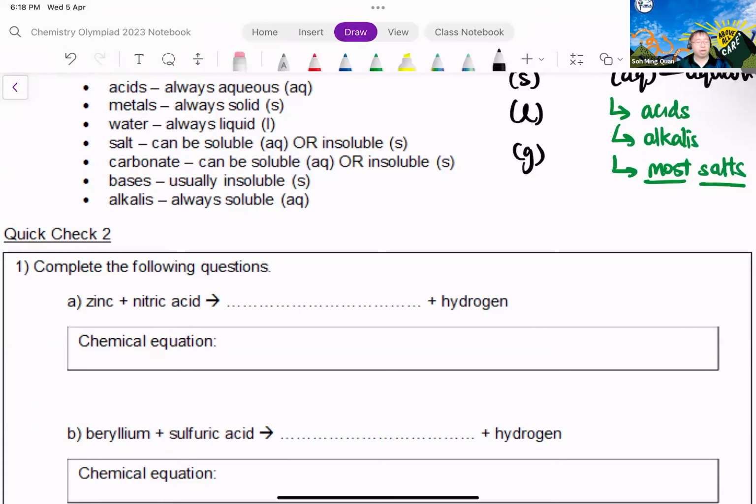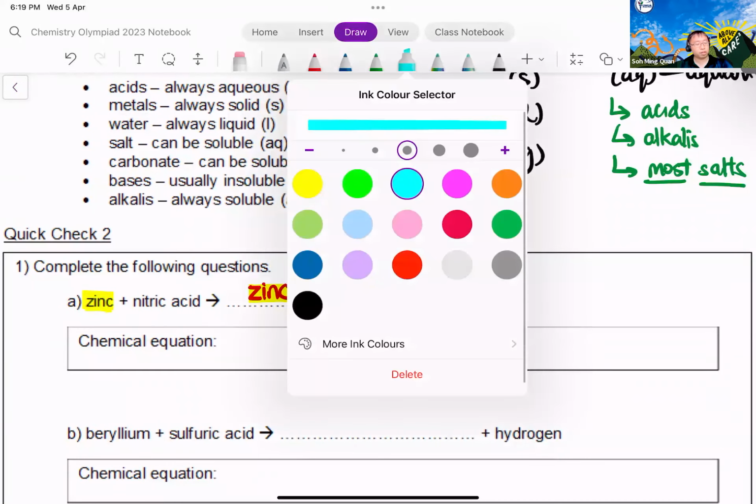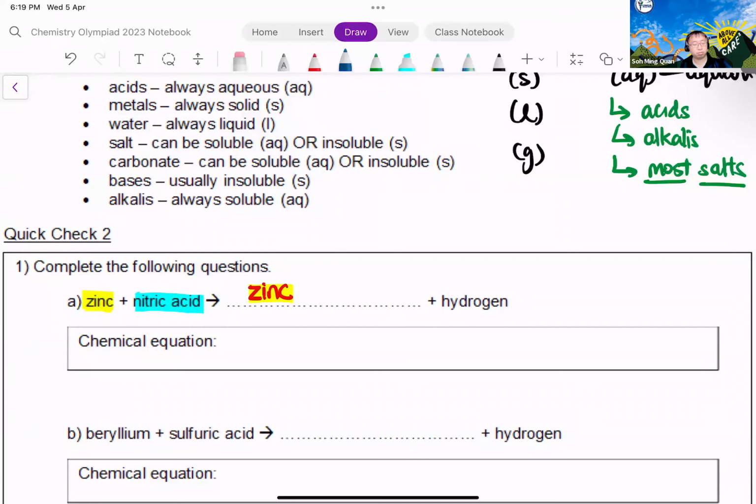So now we think, okay, this is clearly the salt. What is the salt formed? The salt must start with zinc. Remember, the salt's name always starts with the metal. In this case, zinc. The second part of the salt's name comes from the acid. The acid is nitric acid. Nitric acid produces nitrate. So the salt's name is zinc nitrate. This is a crucial first step that you must do mentally before you start writing.